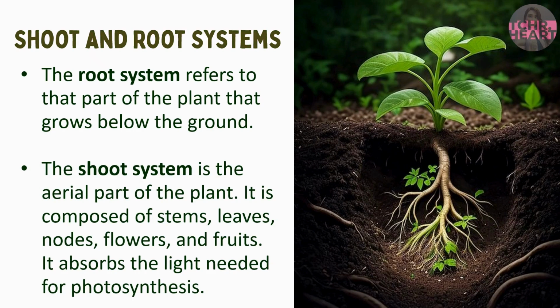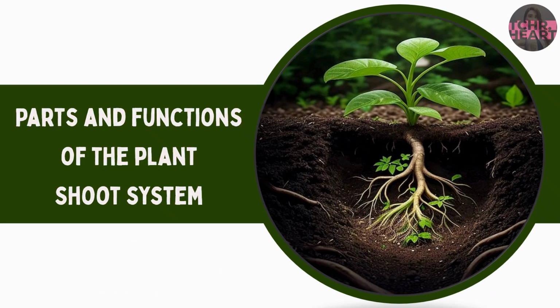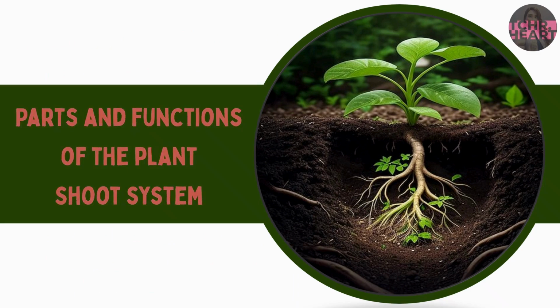Shoot and root systems. The root system refers to that part of the plant that grows below the ground. The shoot system is the aerial part of the plant. It is composed of stems, leaves, nodes, flowers, and fruits. It absorbs the light needed for photosynthesis. Parts and functions of the plant shoot system.